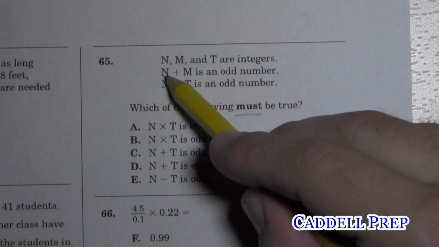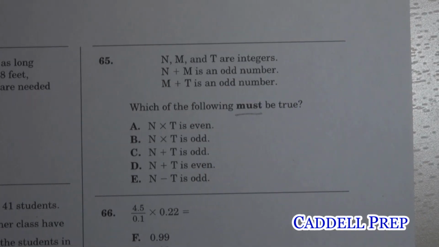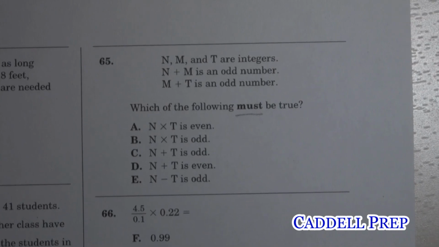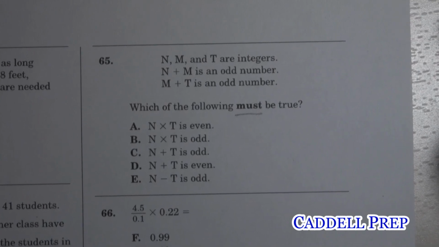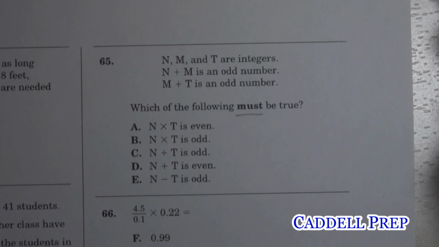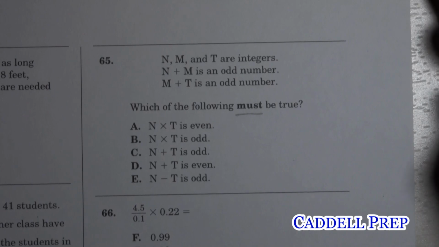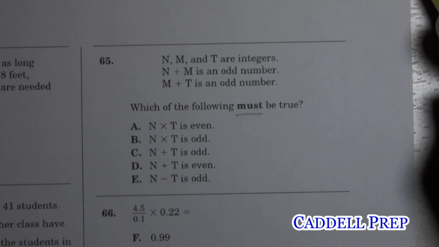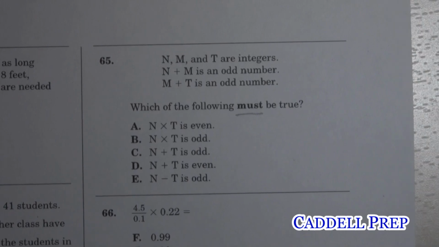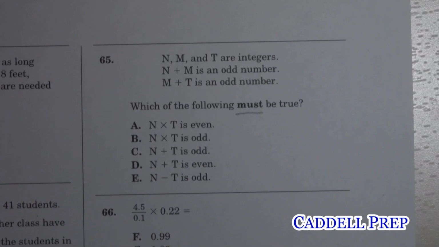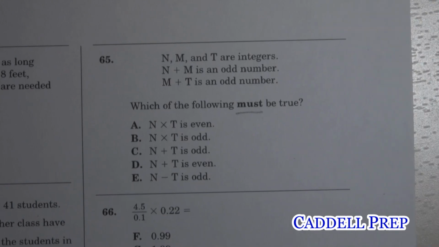So when we look at this, it says N plus M is an odd number. Okay, there are some rules that exist for adding or subtracting odd and even numbers. An even number plus an even number is always even. An odd number plus an odd number is always even. An even number plus an odd number is odd. And an odd number plus an even number is odd.